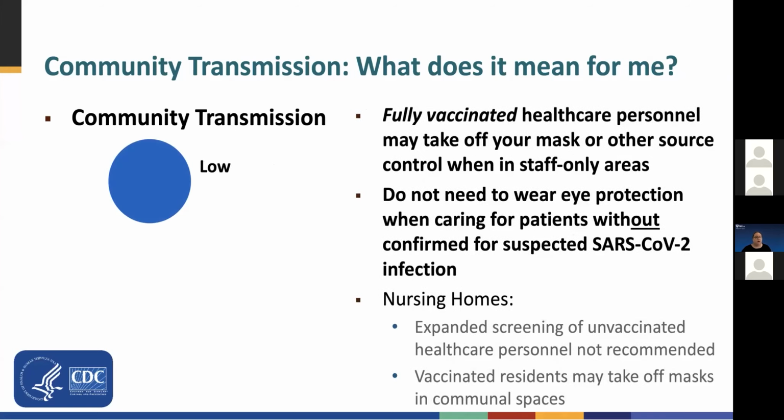And finally, for low community transmission, the source control guidance for vaccinated personnel remains the same. You can take off your mask if you so desire and have no other indication for masking if you're in staff-only areas. You do not need to wear eye protection with patients unless there's another indication for it. And then the change here is mostly that the expanded screening of unvaccinated personnel is not recommended at low community transmission. Residents may still take off their masks unless they have another indication to have them on.